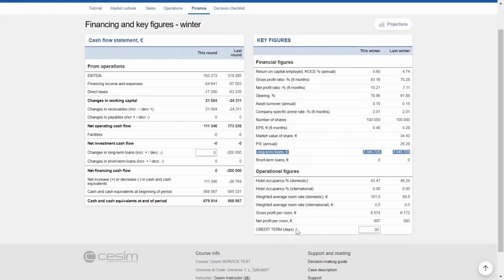There's also one more figure here, which is the credit term. This has very, very small impact on the overall outcomes in the simulation. So you can, if you want, but you don't have to do anything about this decision. Basically, this is just deciding what is the term of payment that we give to our channels for paying their bills. Channels in this case meaning the travel agencies.